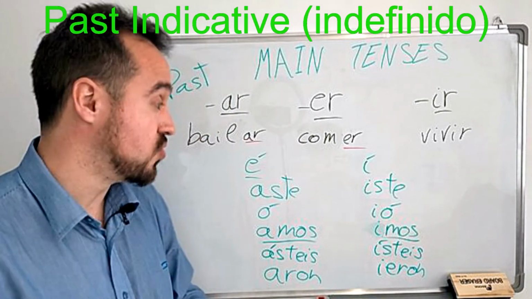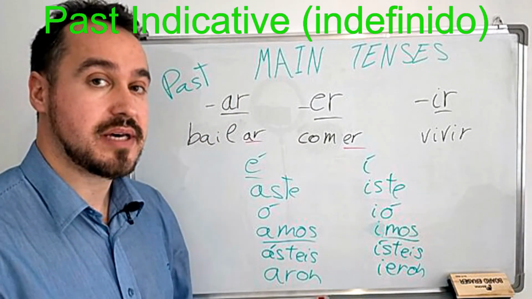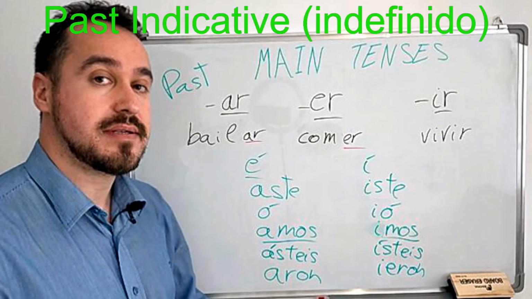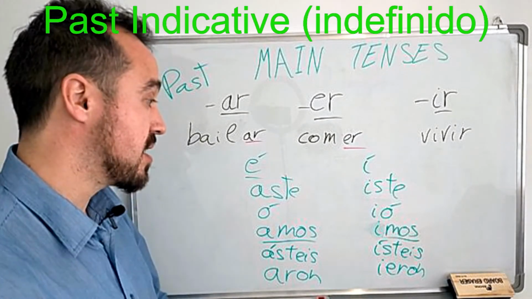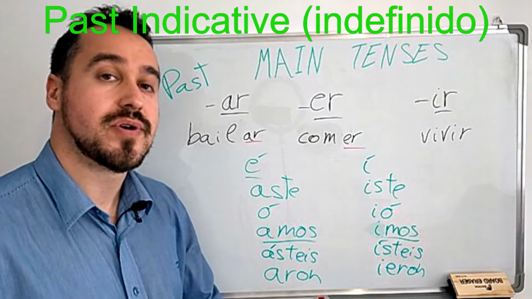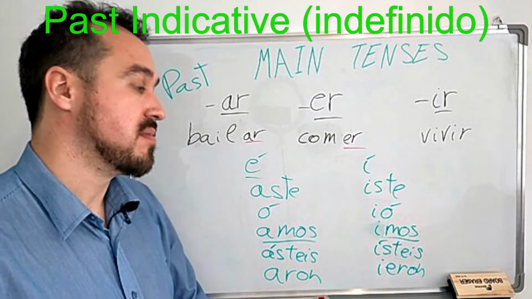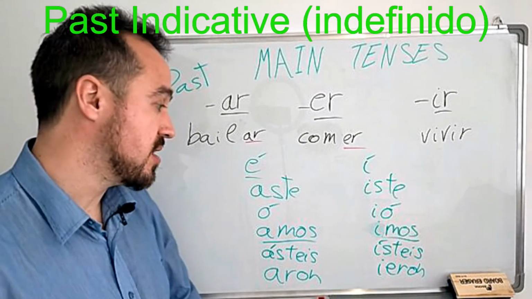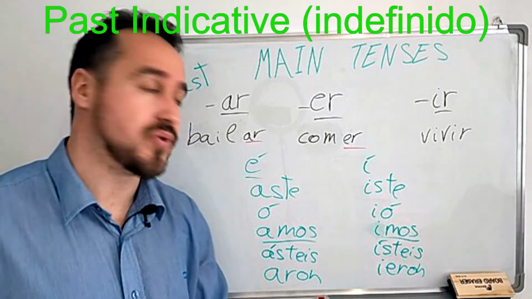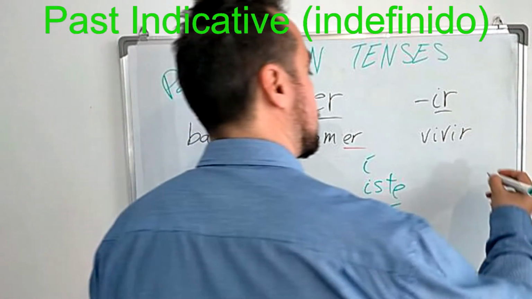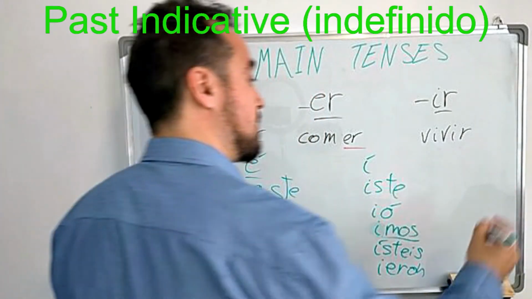And yes, you can do this with another verb. Let's say drink. Bebí, I drank. Bebiste, you drank. Bebió, she, he drank. Bebimos, we drank. Bebisteis, you guys drank. Bebieron, they drank. Let's try with this one.